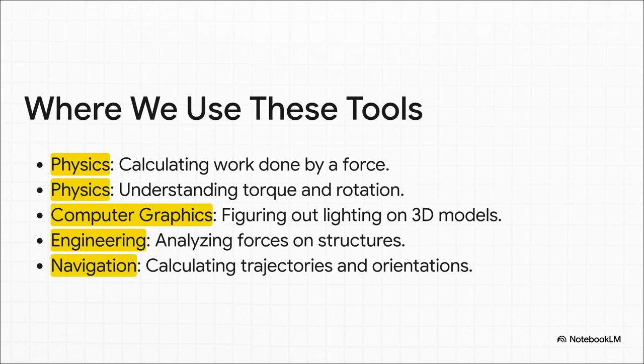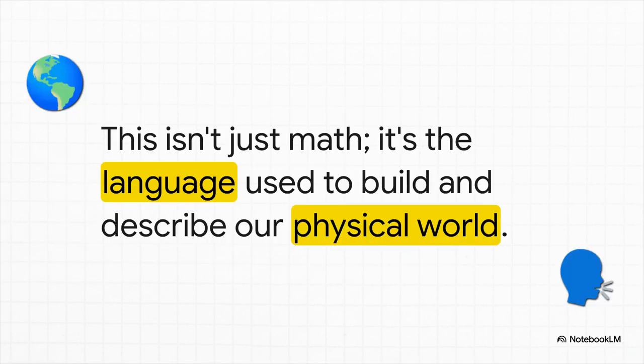Engineers use them for analyzing forces on a bridge, and GPS and navigation systems use them constantly to figure out orientation in 3D space. So if there's one thing to take away from all this, it's that these two ways of multiplying vectors are so much more than just math. They are a fundamental part of the language we use to describe everything, from something as simple as pushing a box across the floor to something as complex as guiding a spacecraft through our solar system.